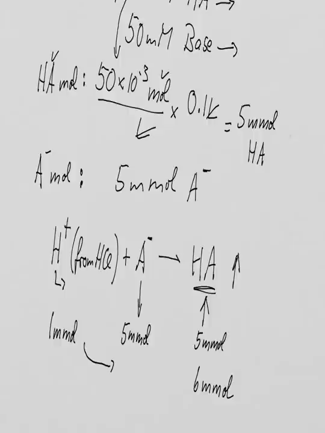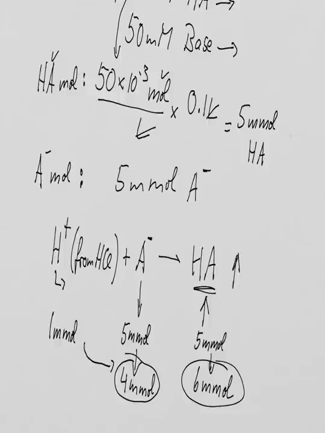Four millimole. Oshani says 4. Yes, you're absolutely right. We have 4 millimole. So 1 millimole of the base is converted into an additional millimole of the acid. So what we have now is we have changed our amount of acid to base. Okay?